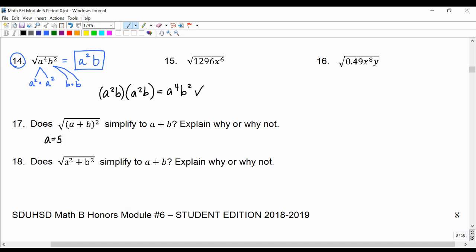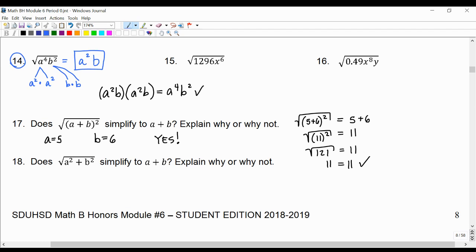So let's say a equals 5 and b equals 6. And so the square root of 5 plus 6 squared, does that equal 5 plus 6? Well, the right side would be 11, and the left side would be the square root of 11 squared, which is the square root of 121, which is in fact 11. So this does check out, and we'll put just yes.